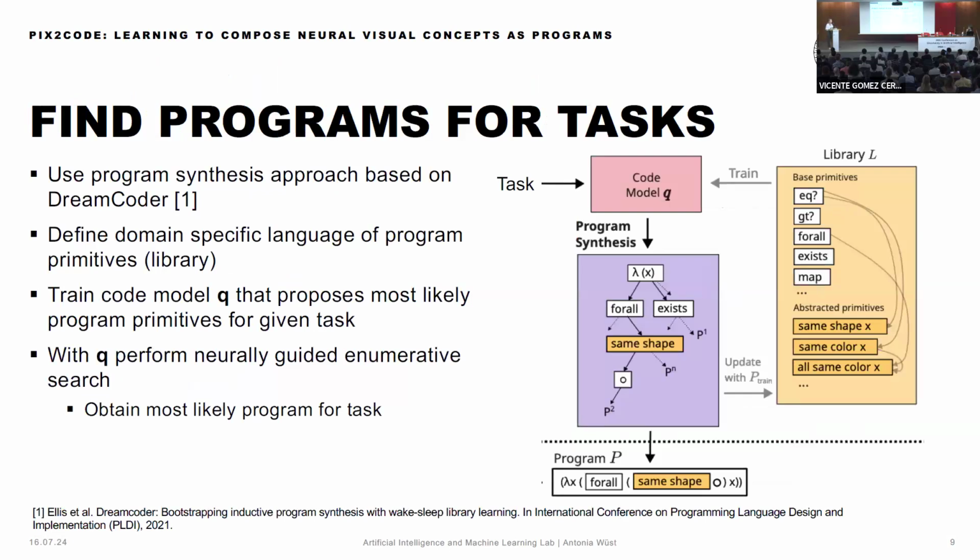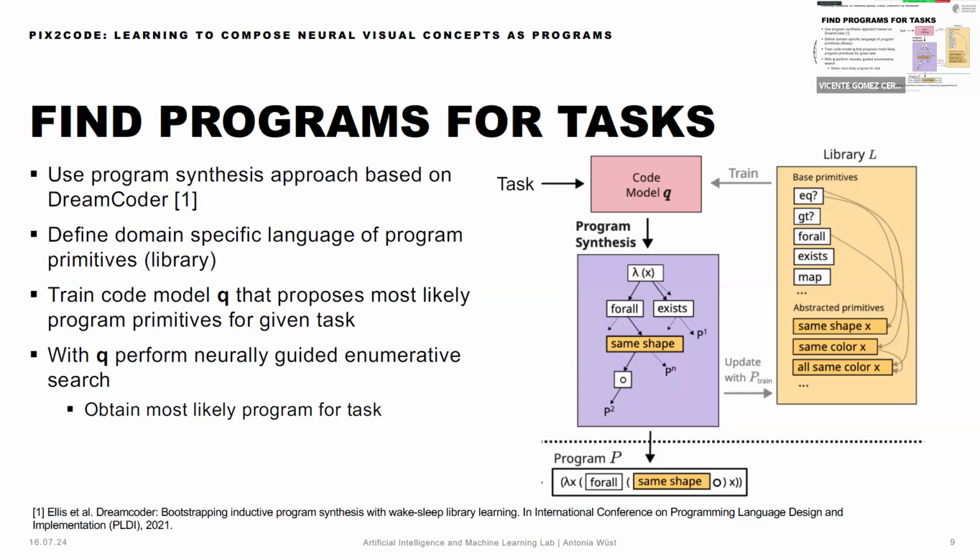And the method we are using here is based on DreamCoder, which is a method based on a wake-sleep algorithm where we have a library and a code model that bootstrap each other. And the code model is a neural model that can predict program paths based on the given task. So it's kind of a posterior based on the task that produces program primitives.